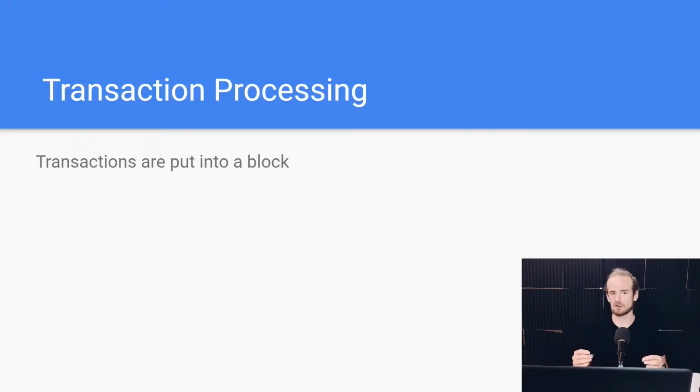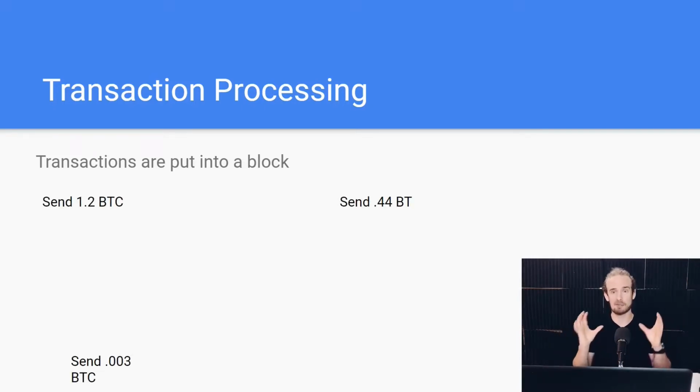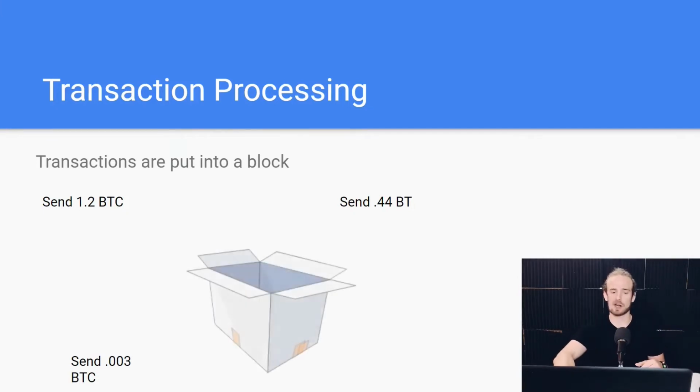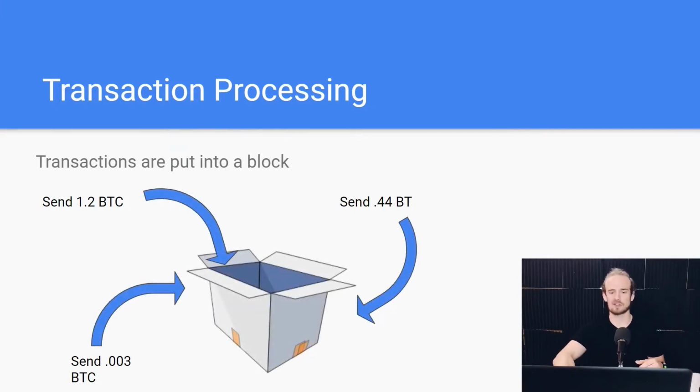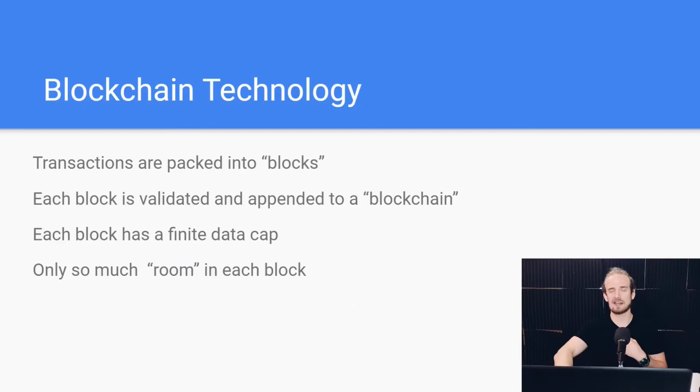When we think of cryptocurrency transactions, they're not just processed one after the other sequentially. Rather, groups of transactions are put together, bundled into something known as a block. So a variety of different transactions are grouped together, and that block is then processed and validated all at the same time and appended to the blockchain.